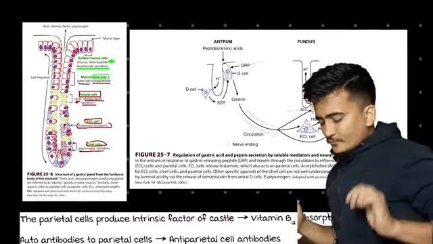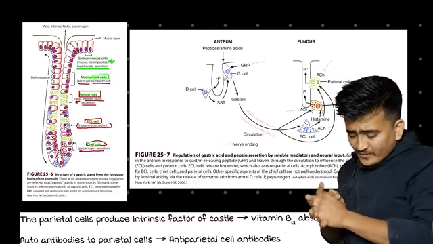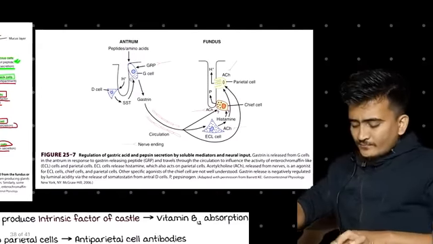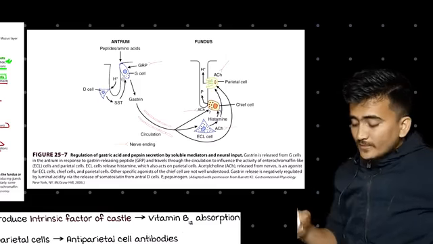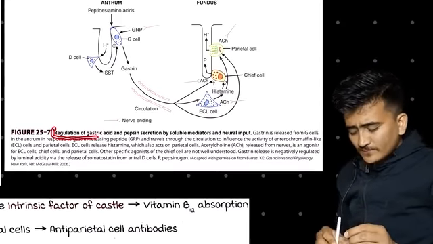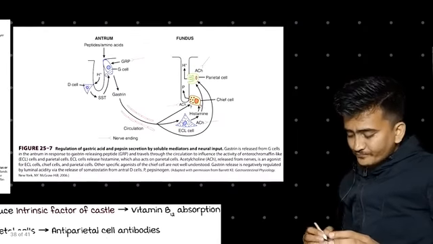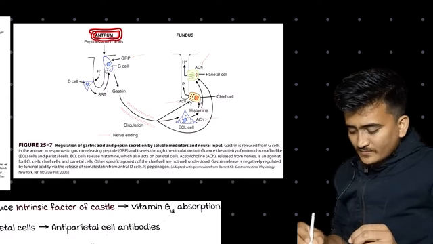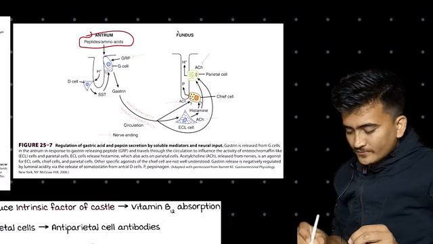Now, this diagram helps to show us the regulation of gastric acid. So right here, if you see, talking about the regulation of gastric acid, as you can see, this is our antrum and this is our fundus. We have the antrum region right here, fundus right here.